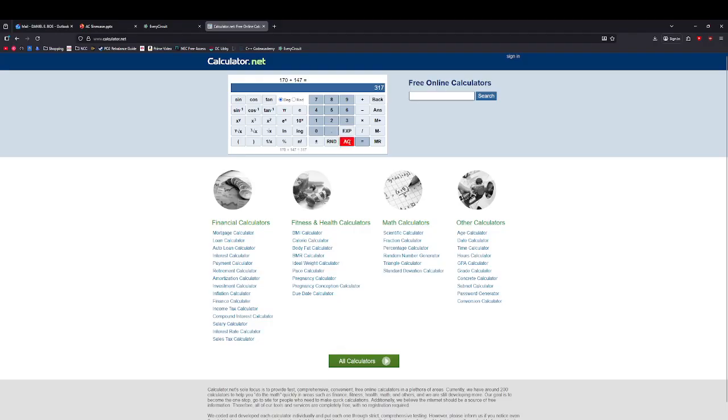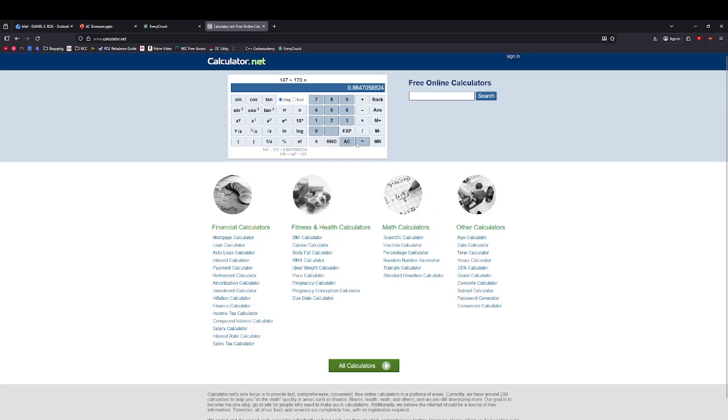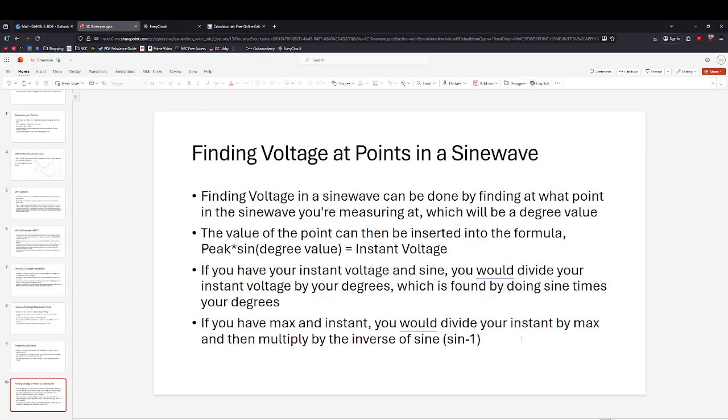I flubbed that one. Okay. No, it's the other way around. Okay. So that gives us 0.864. We take that times arcsin, which is the opposite of sine. And that gives us 59.76, which comes out to 60, which we're looking for 60 degrees at this point. So that comes out to being true.